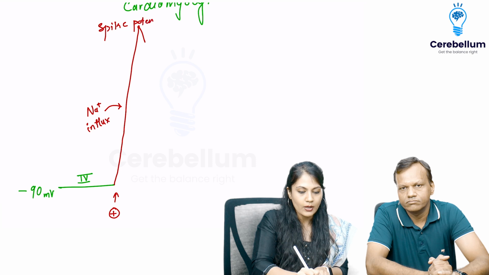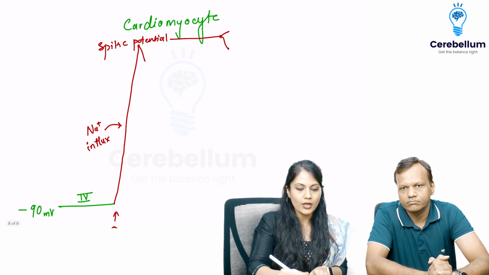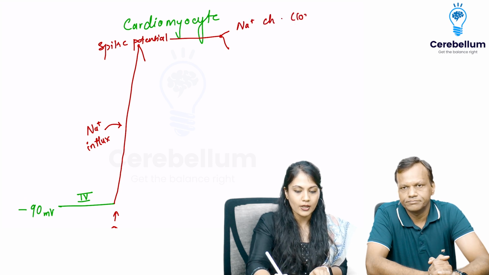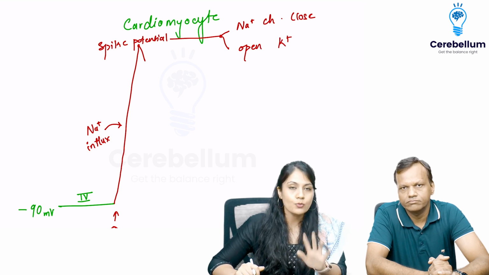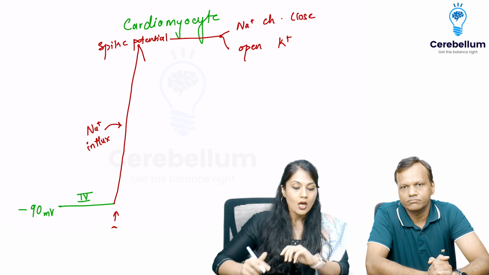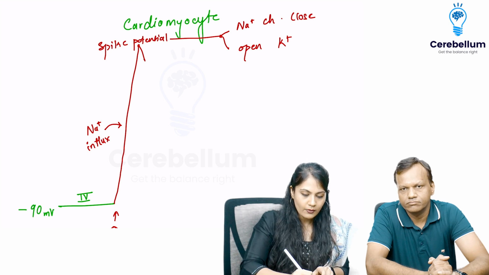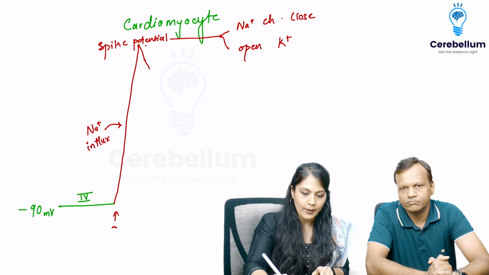What are the 2 things that we are going to do? First thing is, whatever channel is open, close that channel. So what channel is open here? Sodium channel was open. So close that channel and open potassium. Now remember, there are going to be 2 types of potassium channels which are going to help us out here. So the first phase is the potassium channel which is going to open up, right?